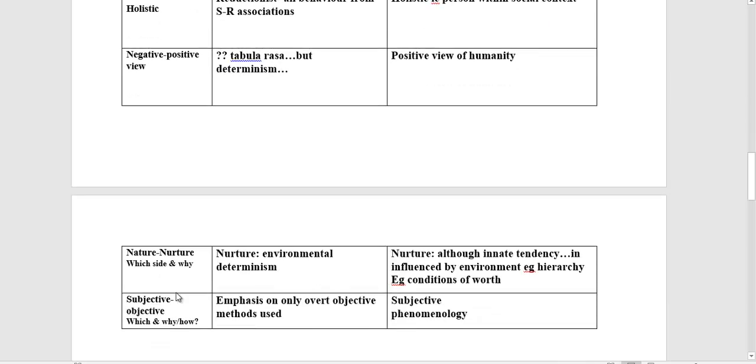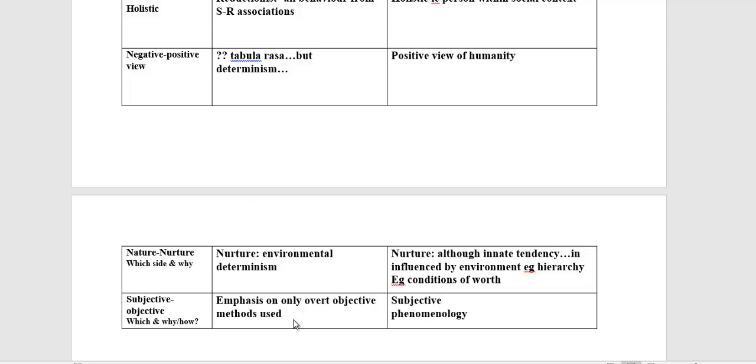We've also got a couple of other things, for example, nature nurture. So we could argue humanists are nurture, although we do have this innate tendency. So you could argue it's a little bit of both. Innate tendency, we're born with this drive for self-actualization. So we could argue that's nature. We're born with it, but we are also very much influenced by environment. So, for example, Maslow's hierarchy, Rogers' conditions of worth, and that's clearly through nurture, through our environment. Behaviourists are very much nurture. Environmental determinism, they think it's all nurture.